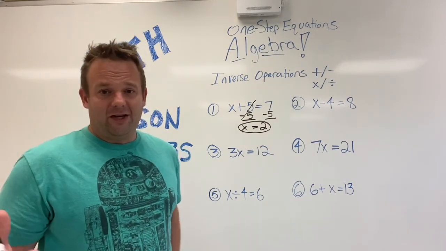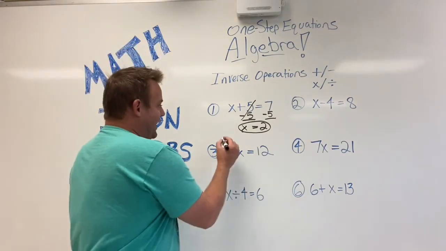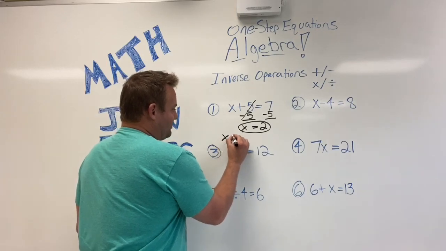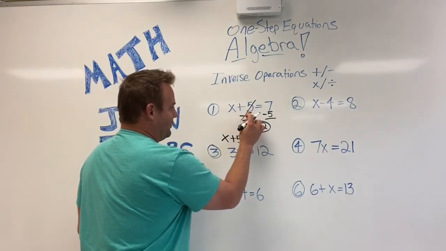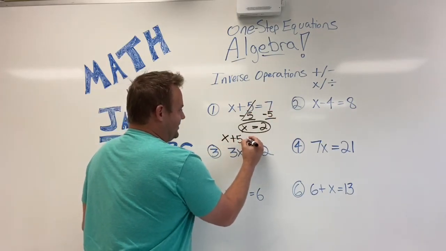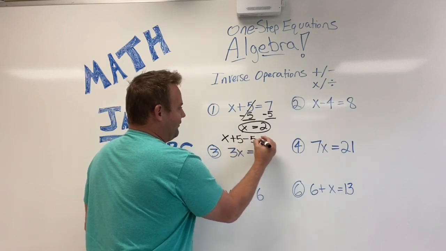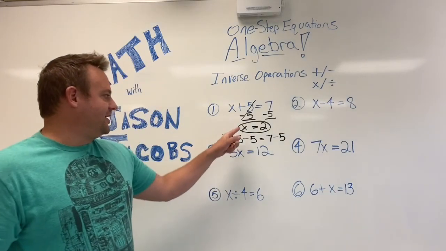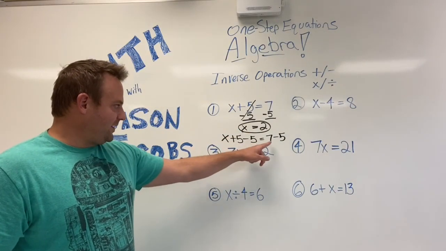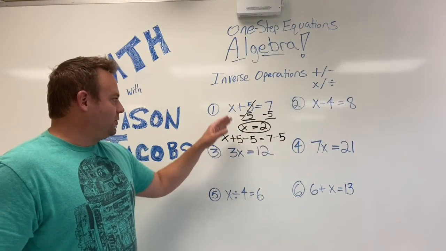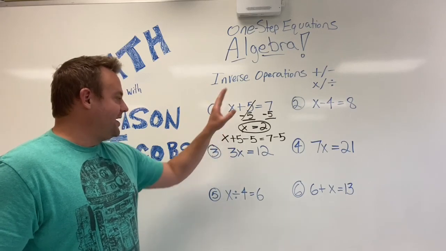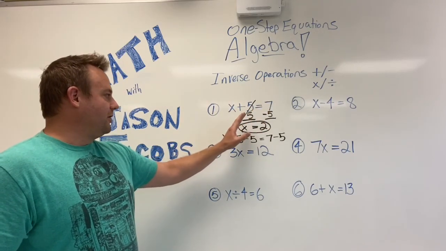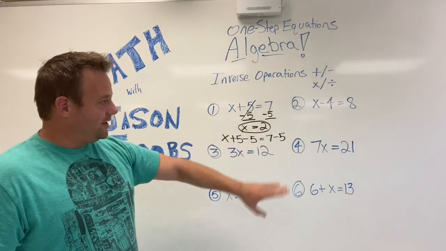However, in Envision, the math program we're using, it has you showing it like this. X plus 5, and instead of doing the minus 5 like that, they do x plus 5 minus 5 equals 7 minus 5. And then you get to the x equals 2. Because 7 minus 5 is 2. So you want to get x by itself on one side, and whatever you do on one side to get x by itself, you have to do on the other side.